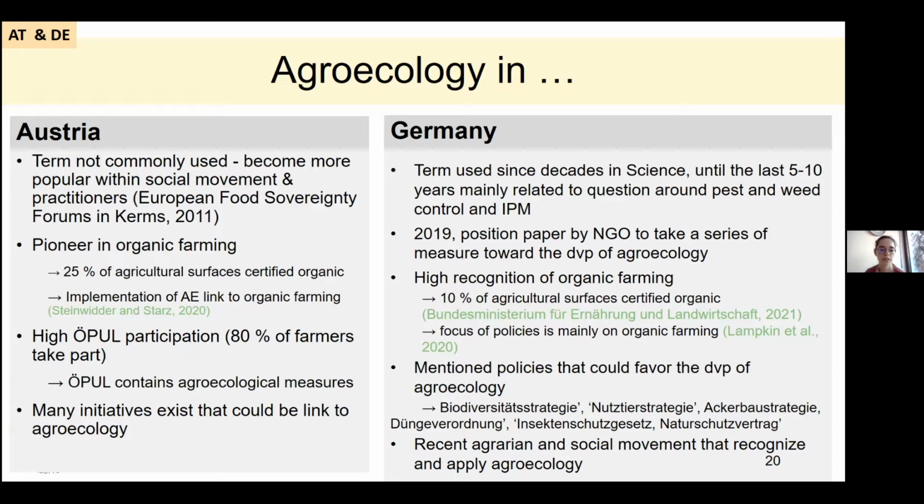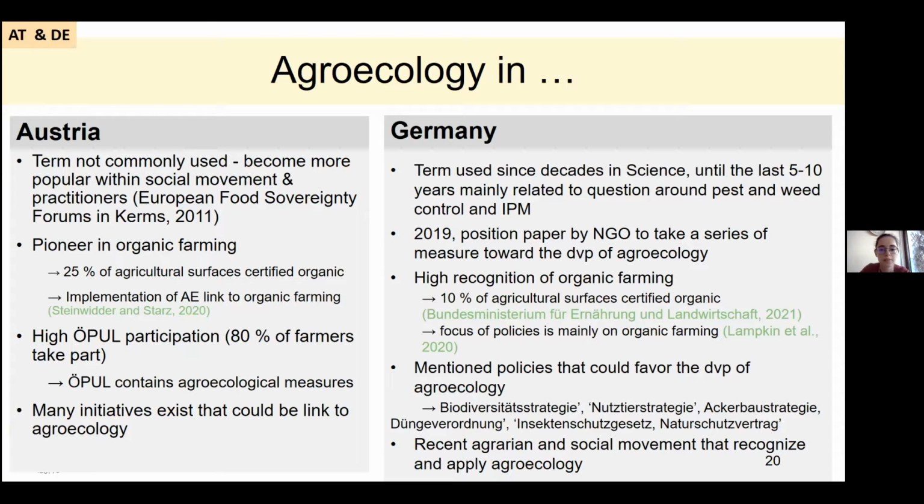In Austria, all key informants mentioned the agri-environmental program named ÖPUL. This is a program that contains around 24 measures that aim to protect biodiversity and promote, among other things, organic farming. In Germany, quite a few strategies and policies were mentioned to favor the implementation of agroecology, and you can see the list on the bottom right.